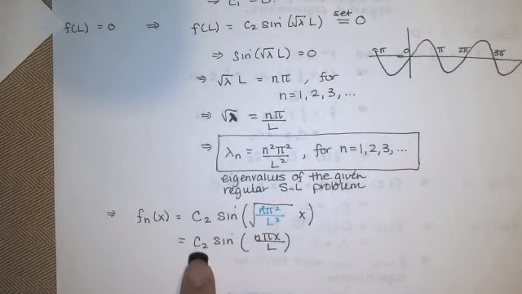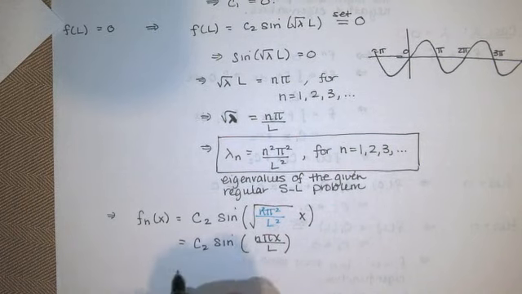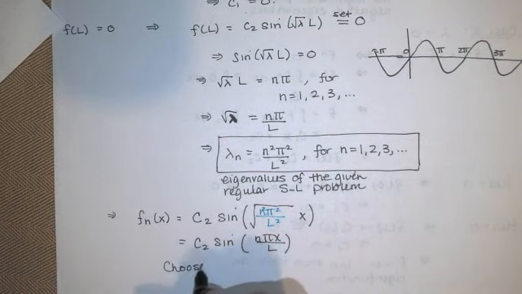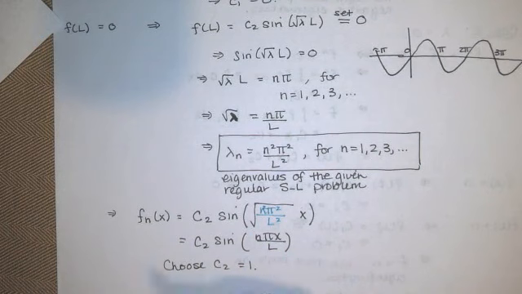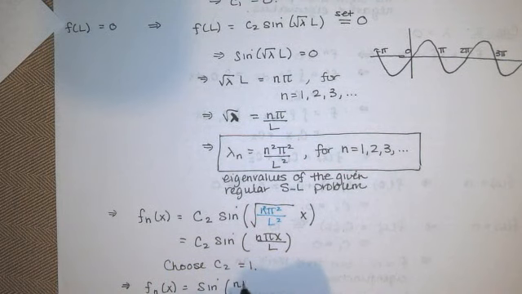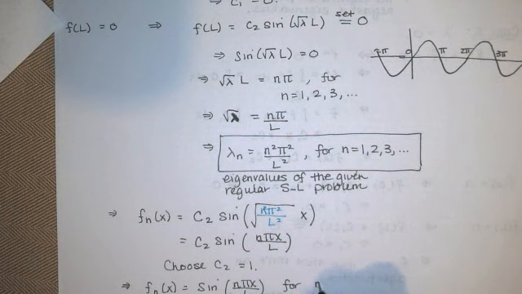And we don't really need an arbitrary constant out here, so we'll just choose for that constant to be 1. So that means our eigenfunctions are sine of n pi x over L, for, again, n equals 1, 2, 3, and so on.